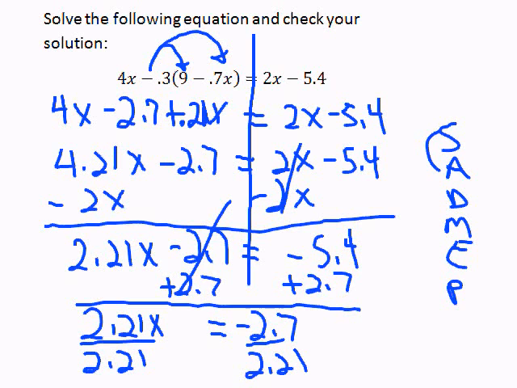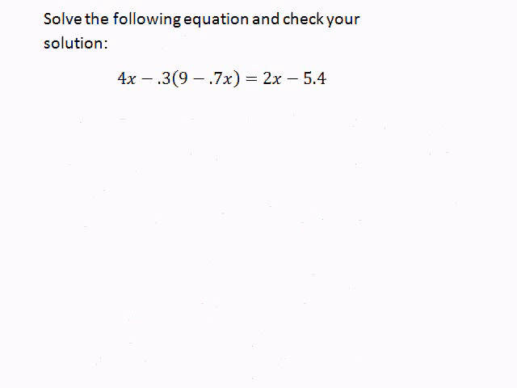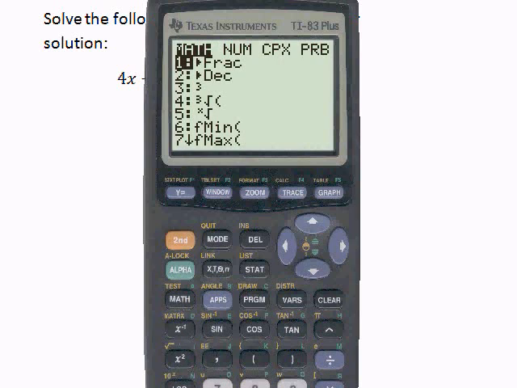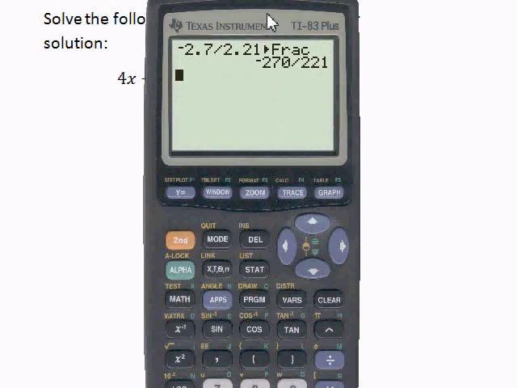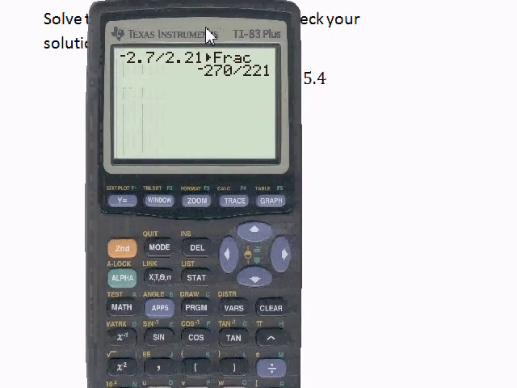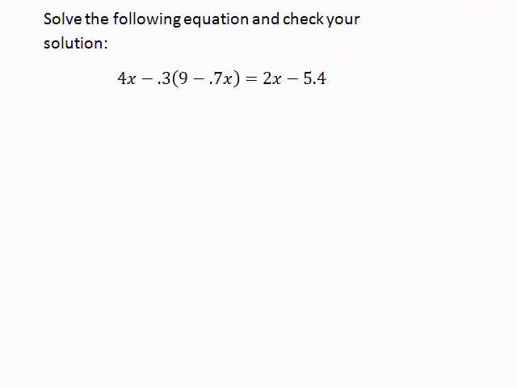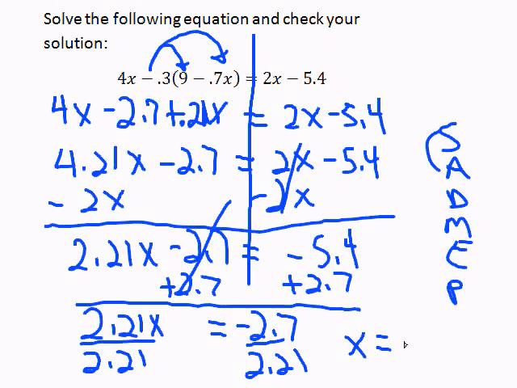Now this is where the calculator comes in handy. There's no way I want to try to figure that out on my own. So we have negative 2.7 divided by 2.21. Get your calculator, you go negative 2.7 divided by 2.21. And we're going to convert that to a fraction if possible. So we go math, enter, enter. And we get our final answer as x equals negative 270 over 221.